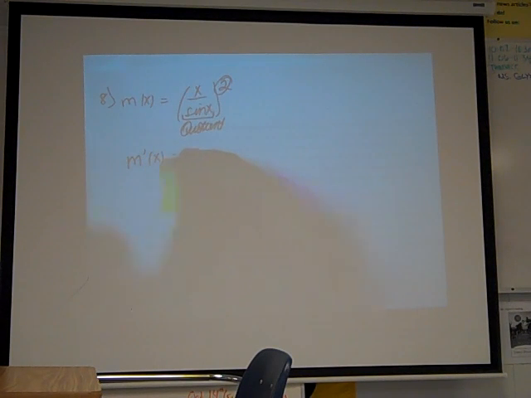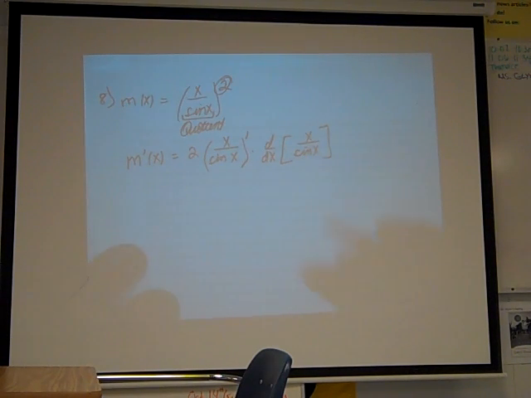M prime of x. We take care of the mama first. Mama says bring the power down in front, reduce the power by 1, leave the baby alone. So 2x over sine of x to the first power times the derivative of the baby, the derivative of x over sine of x. We have taken the derivative of the mama, left the baby alone, times the derivative of the baby. How do we take the derivative of the baby?